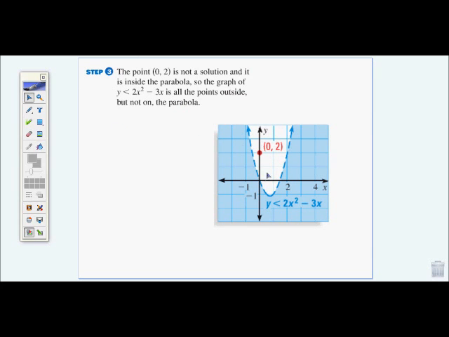So when I go ahead and graph it, I'm going to make sure that the region inside the parabola is where (0, 2) is contained. Since that is not a solution, we will shade outside of the parabola.